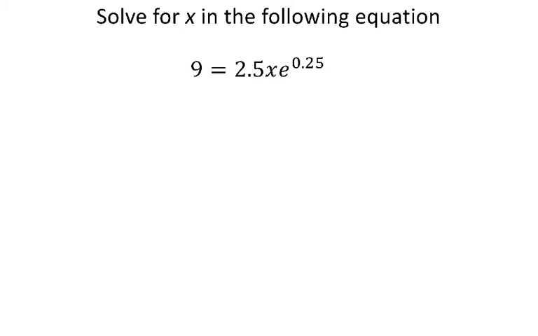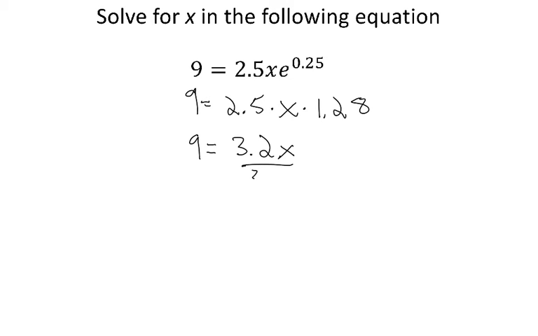Okay, so this is not that dissimilar from the last one. Again, x is not in the exponent, so then this e to the 0.25 I can just evaluate in my calculator. And when I do that, I get 1.28. All right, so I can multiply the 2.5 and the 1.28 on the right-hand side. And that comes to be 3.2 times x. And so then the last thing to do is I'll divide both sides by 3.2.